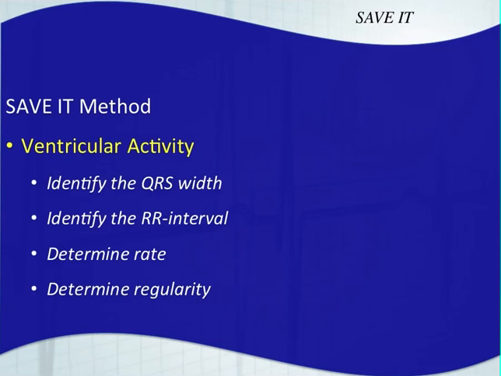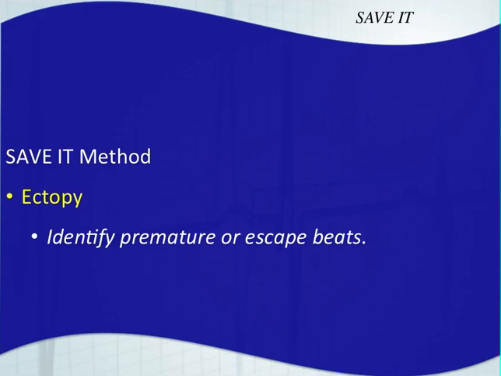Also, we want to look at ventricular activity. We're going to identify that QRS complex. We want to know, is it narrow or is it wide? Remember, a wide QRS complex is one that's longer than 0.12 seconds, which is 120 milliseconds, or 3 small boxes. If it's wider than that, it may be a sign of an arrhythmia. Also, you want to identify the RR interval and determine the rate and the regularity of that rhythm. And we've practiced that before.